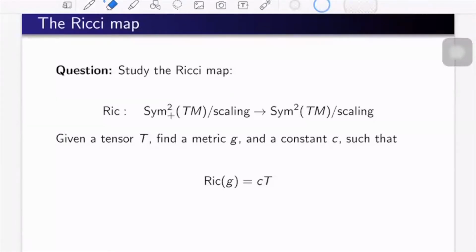So given a tensor T, which we assume to be positive definite, the question is, does there exist a metric G and a constant c so that Ricci(G) is equal to c times T for some c?